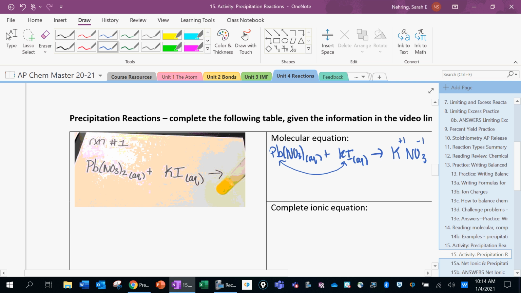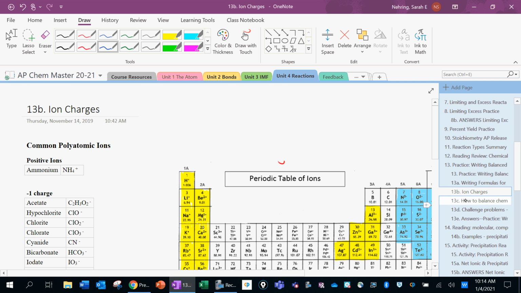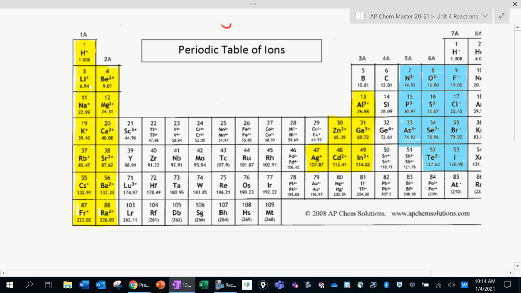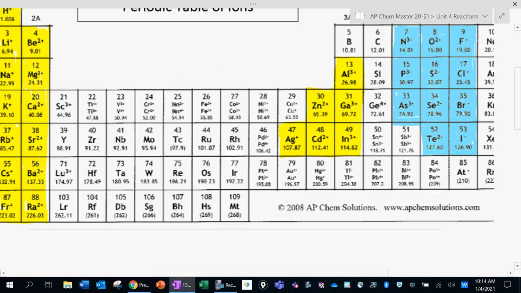Lead, if you look at your ion charge reference page, you'll notice that lead is not one of those highlighted ions. So that means that lead actually has more than one charge of ion. That happens a lot with transition metals and also with some of these lower, heavier metals down here. Turns out lead can either be a +2 or a +4 charge.